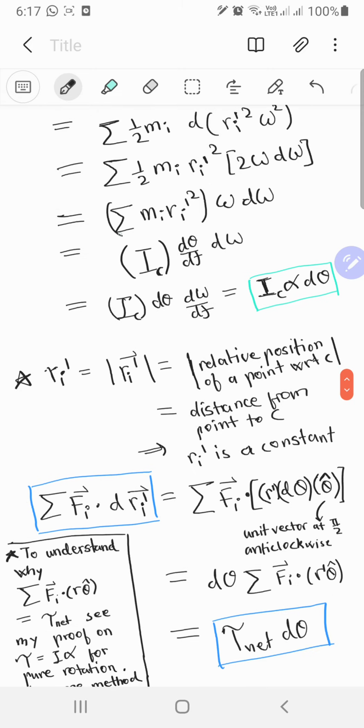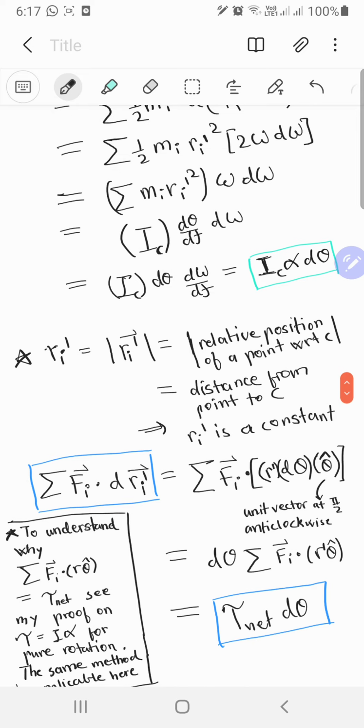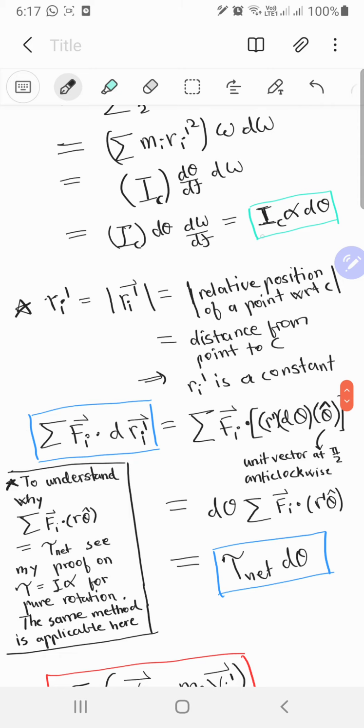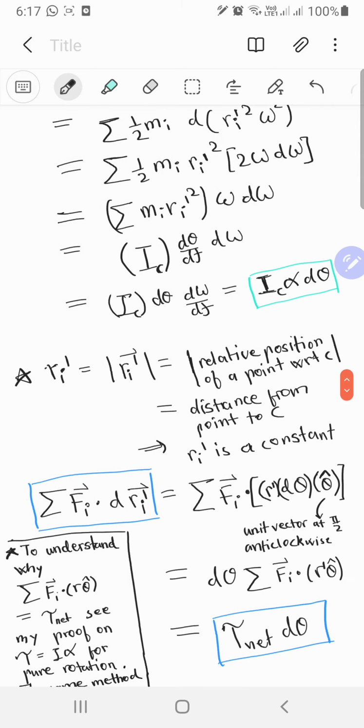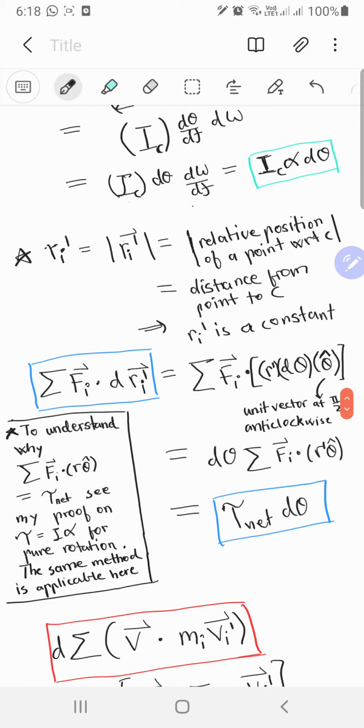And if you notice, this summation is basically the definition of the moment of inertia with respect to a point. So this is the moment of inertia with respect to the point C for that body. And then omega can be written as d theta by dt. So from there we get this green part. So this is supposed to be IC alpha d theta, so d theta alpha IC.